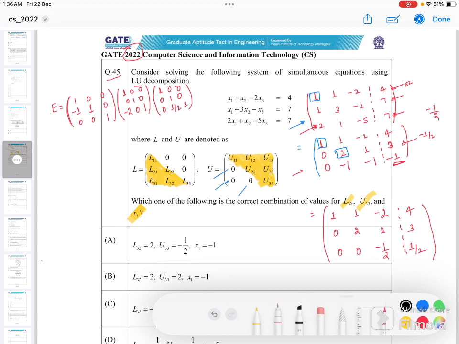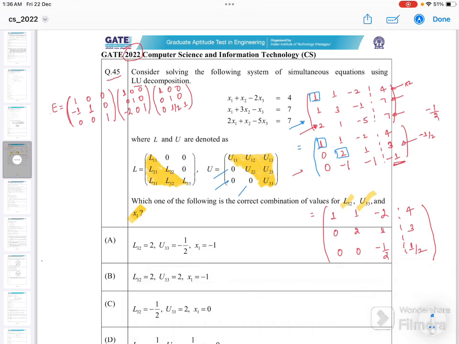Now we have our upper triangle matrix, right? You can see that this is our upper triangular matrix, right? And so we have achieved our upper triangular matrix. Now let's focus on our lower triangular matrix.